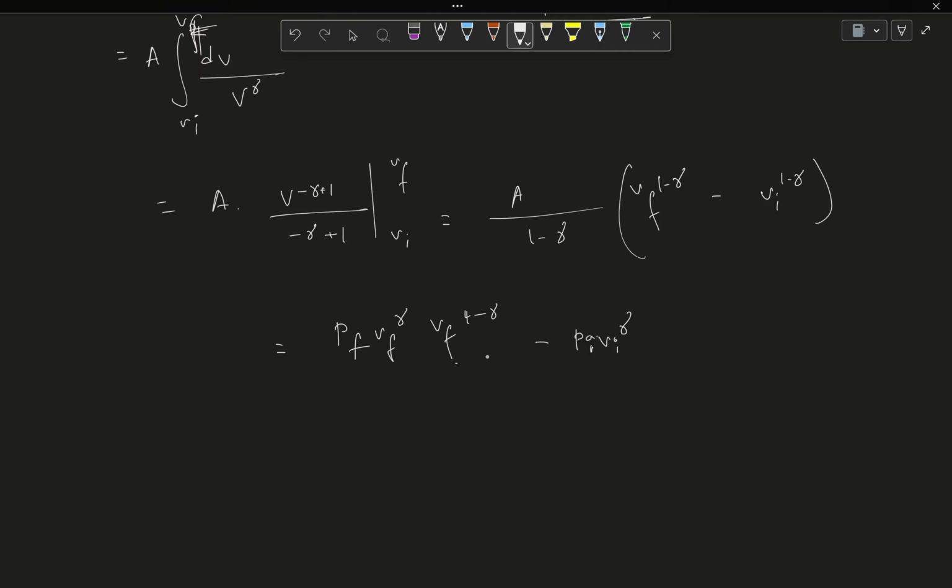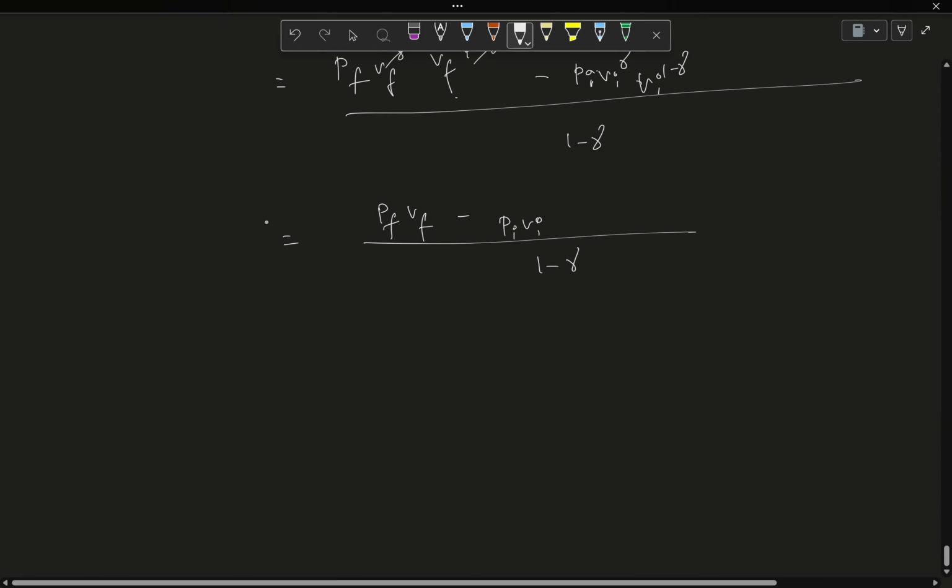We use it like that here because we can then cancel out some of the terms and the whole expression looks more compact and more closed form, right? So the second term is Pi Vi to the power gamma into Vi to the power 1 minus gamma divided by 1 minus gamma. This is Pf Vf minus, because gamma and minus gamma cancel out, so this is Pf Vf minus again Pi Vi divided by 1 minus gamma. So this is your work done for an adiabatic process in general.